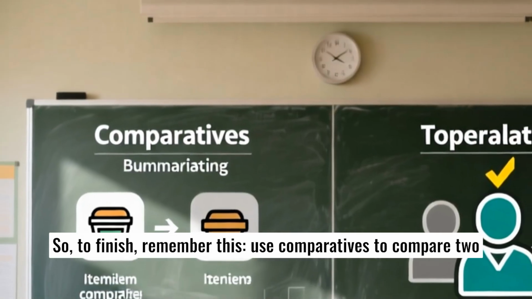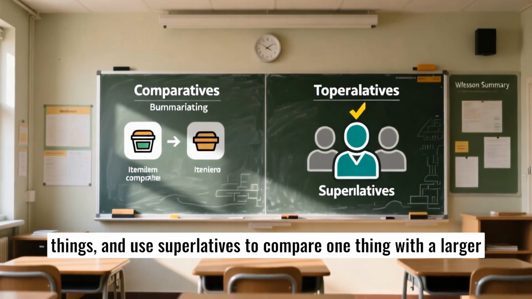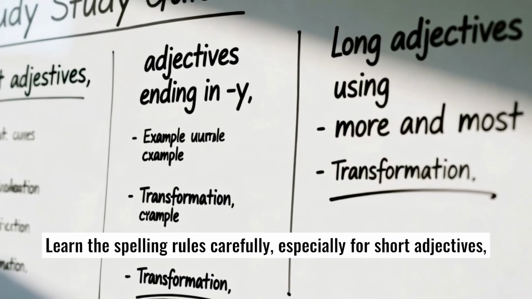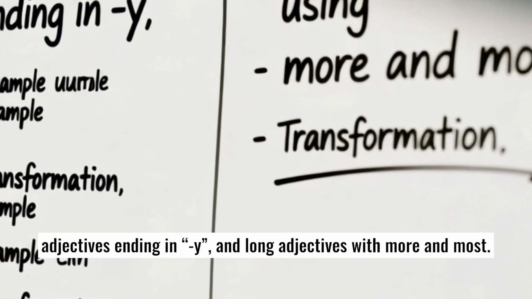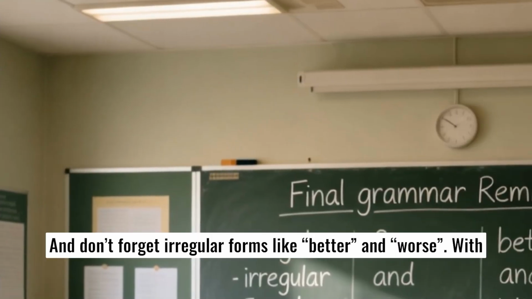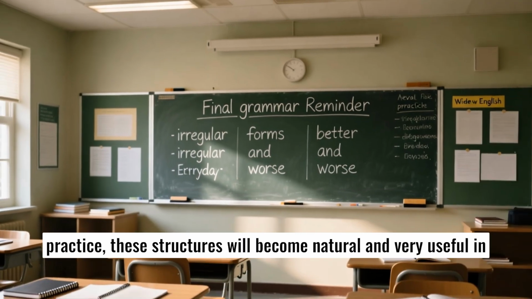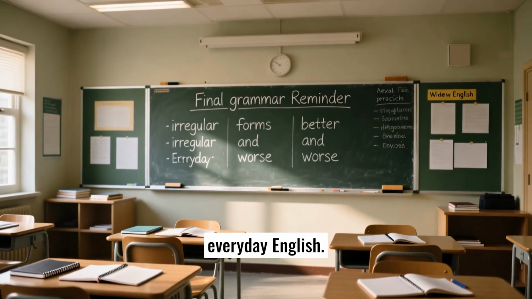So to finish, remember this. Use comparatives to compare two things and use superlatives to compare one thing with a larger group. Learn the spelling rules carefully, especially for short adjectives, adjectives ending in y, and long adjectives with more and most. And don't forget irregular forms like better and worse. With practice, these structures will become natural and very useful in everyday English.